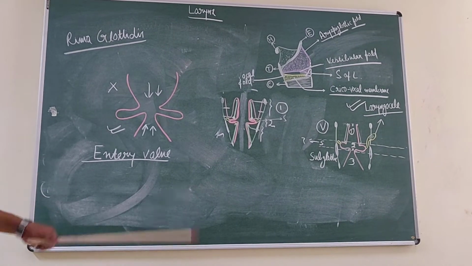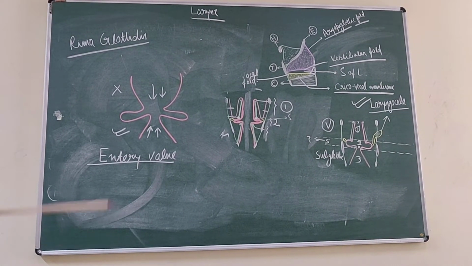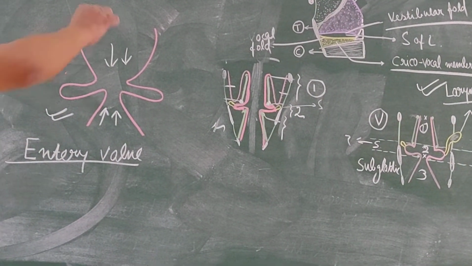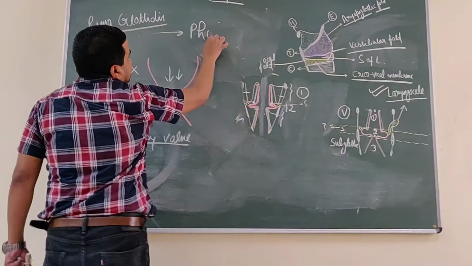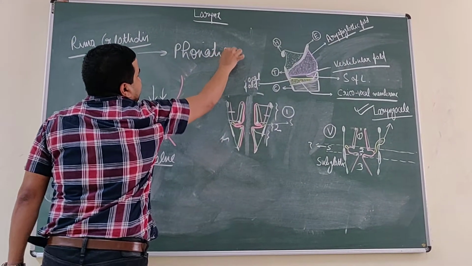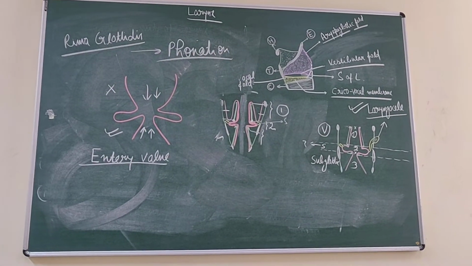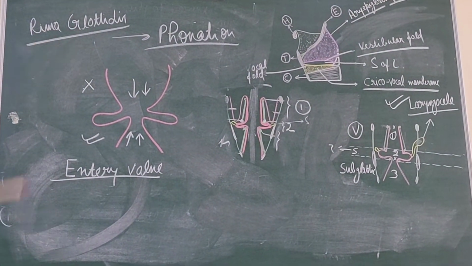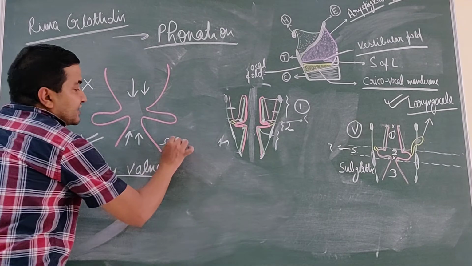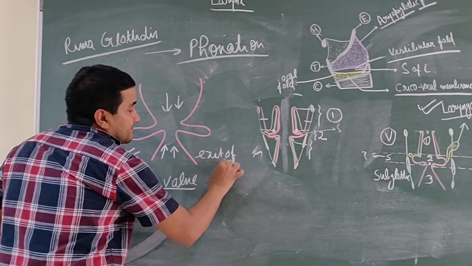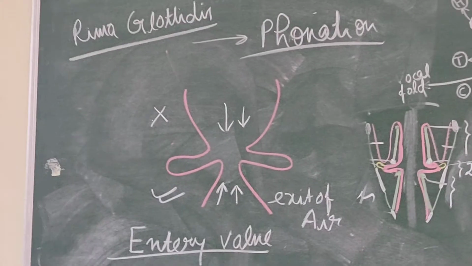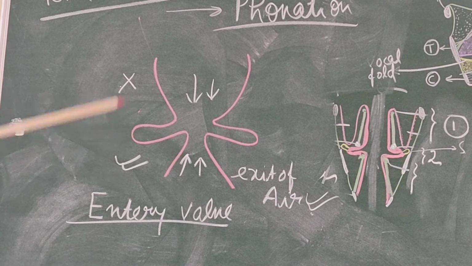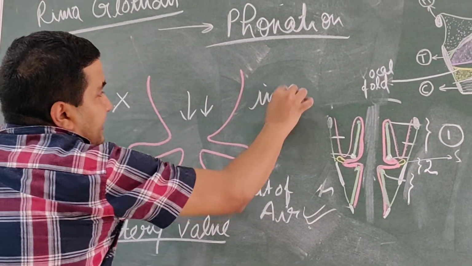Now the rima glottis, what is its function? One important function is that it participates in phonation. And just opposite to the rima vestibuli, this rima glottis permits exit of air during expiration, while it prevents the entry of air during inspiration.